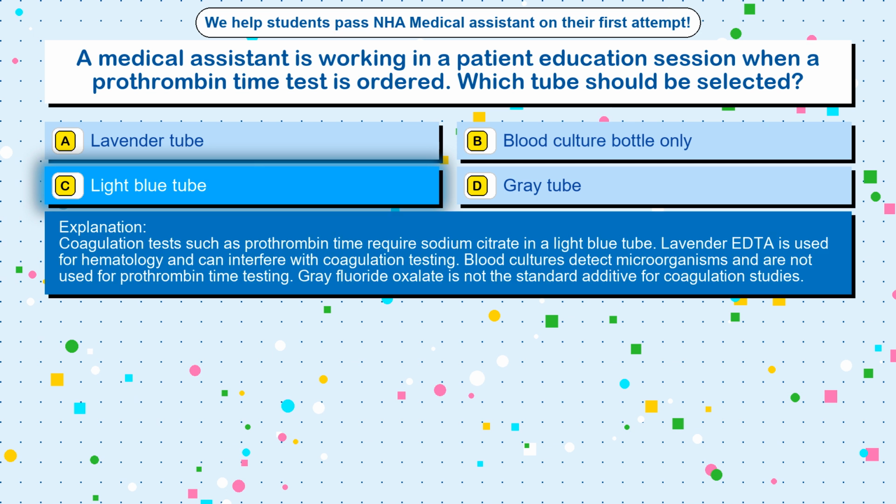Coagulation tests such as prothrombin time require sodium citrate in a light blue tube. Lavender EDTA is used for hematology and can interfere with coagulation testing. Blood cultures detect microorganisms and are not used for prothrombin time testing. Gray fluoride oxalate is not the standard additive for coagulation studies.